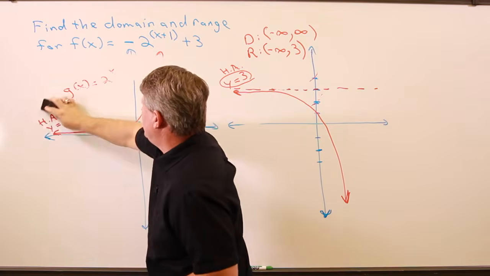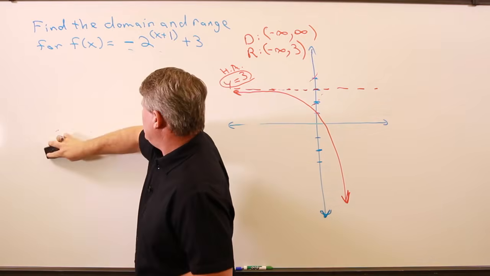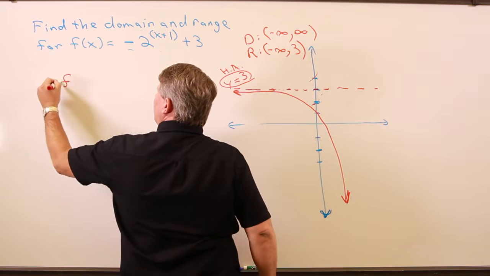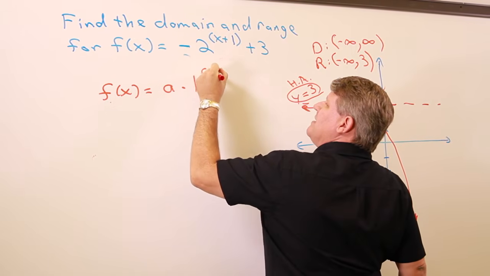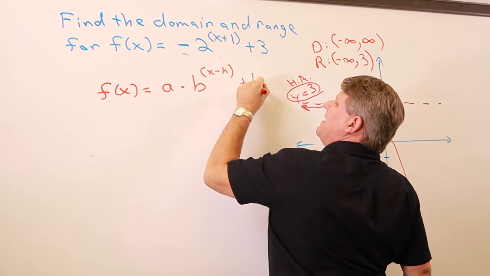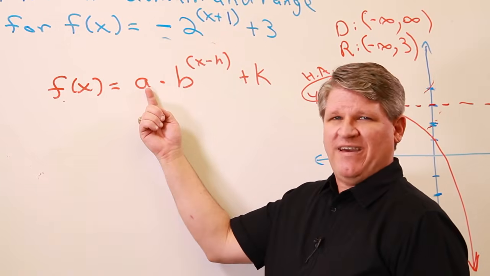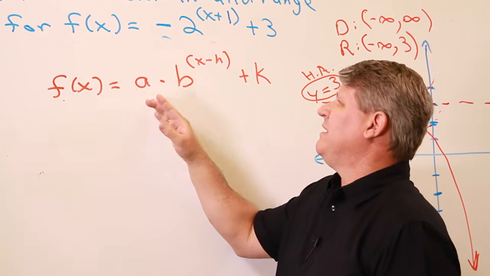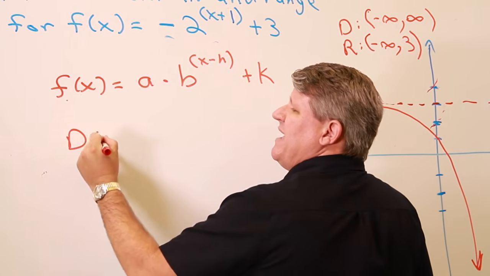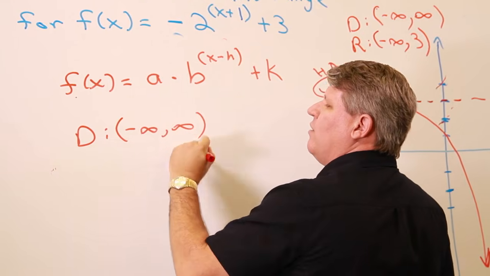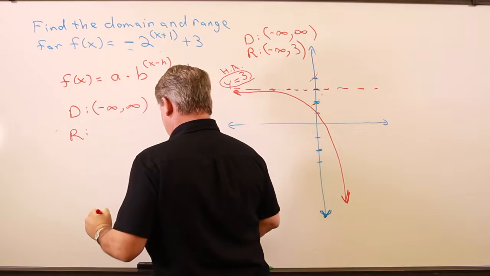I will give you a shortcut formula for this type of problem. If you are looking at f of x equals a times b to the x minus h plus k, this would be the standard form for our exponential equation, where a would be our stretching factor and or flipping factor, and h and k would be our two shifts. Again, the domain is going to be negative infinity to positive infinity all the time. That's easy. The range will depend on the a.